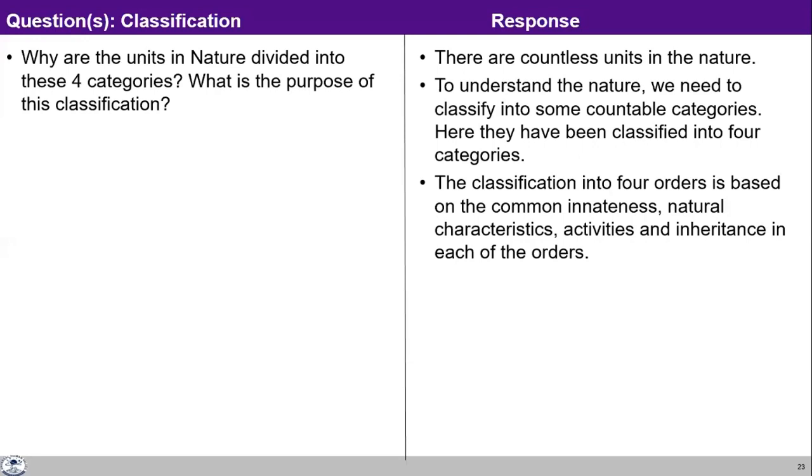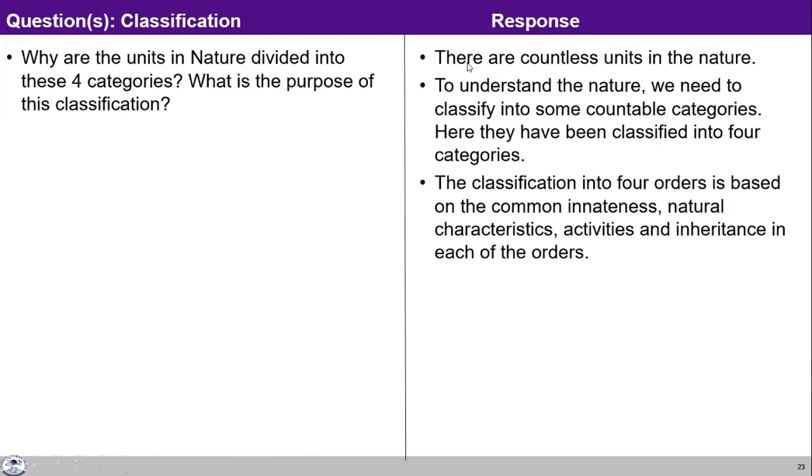And the classification into these four orders, as we studied right now, is based on the common innateness, natural characteristics, activities, and inheritance in each of the four orders. So these are the certain bases that were selected to classify the four orders. If we can classify them on certain more bases, we can classify them in some other way also. So another base of classification would be to look at the consciousness part. If some unit in the nature is exhibiting consciousness, then it can be termed as a conscious unit. If some unit in the nature is not exhibiting consciousness, it can be termed as material unit. So another way of classifying the nature would be into consciousness and material units.